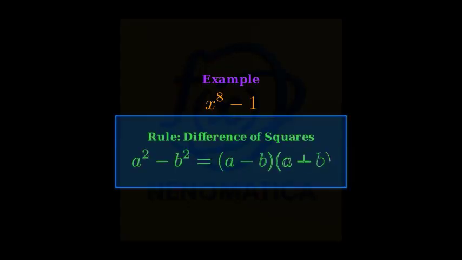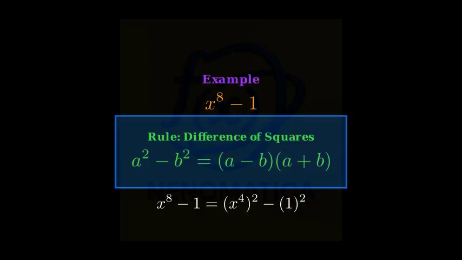We want to factor x to the 8th minus 1. Step 1. Let's recognize that x to the 8th minus 1 can be viewed as a difference of squares. Remember, the difference of squares formula tells us that a squared minus b squared equals a minus b times a plus b. In our case, we can rewrite x to the 8th as x to the 4th squared. So our expression becomes x to the 4th squared minus 1 squared.